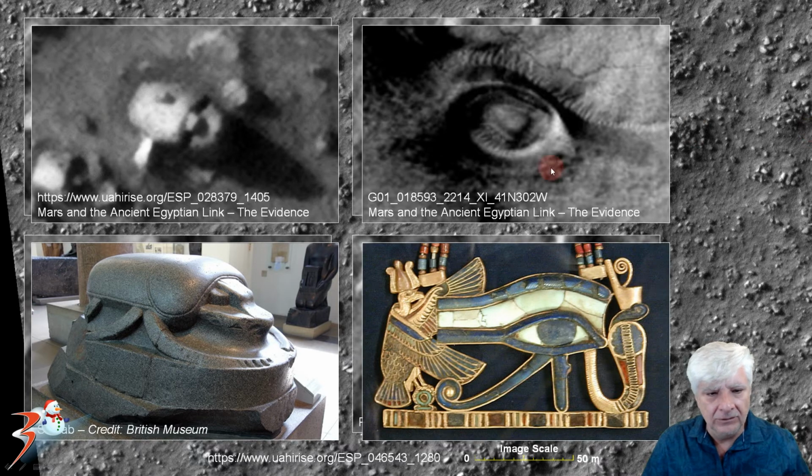And then I thought I'd also throw in the Eye of Horus that I discovered, this huge carving. I think it's about 200 meters wide, and this is from Mars and the ancient Egyptian link, the evidence. Got the two eyelids, the pupil, you can clearly see the eyebrow and eyelids over there.